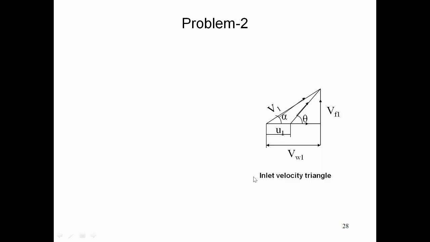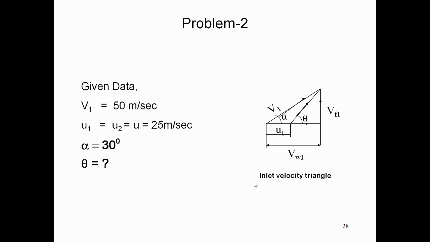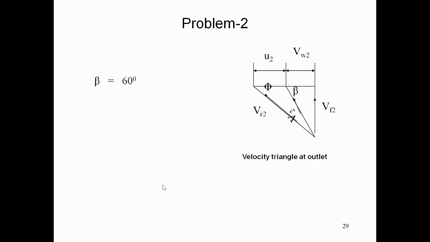Okay, so this is a diagram of the inlet velocity triangle. This is the given data. v1 is equal to 50 meters per second. u1 is equal to u2, that is u, equal to 25 meters per second. Alpha is given as 30 degrees, so we have to find theta. This is the outlet velocity triangle. Beta is given as 60 degrees, so phi is equal to how much?